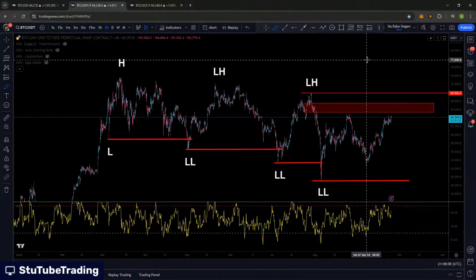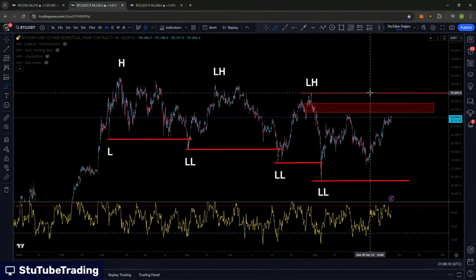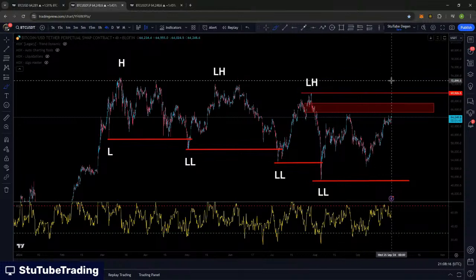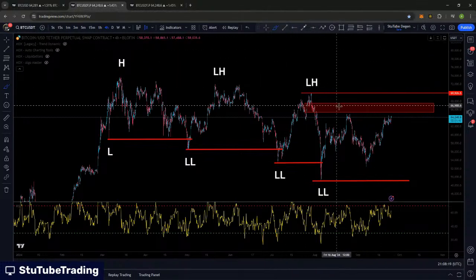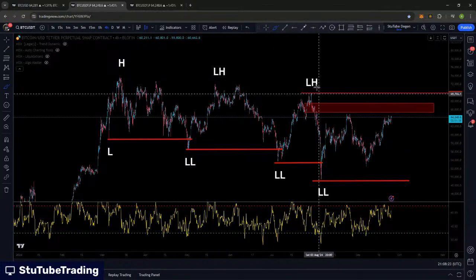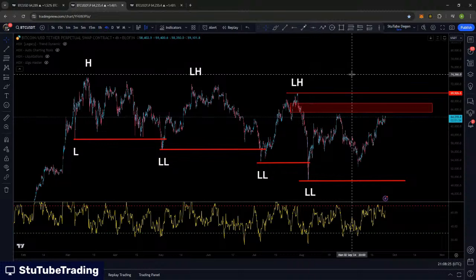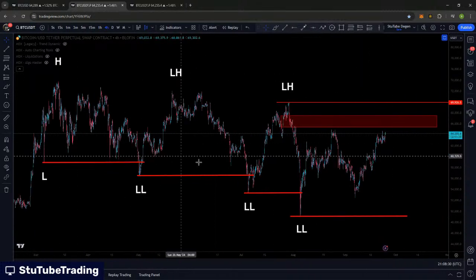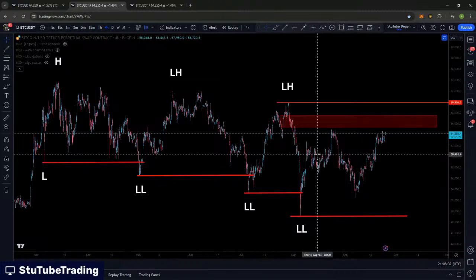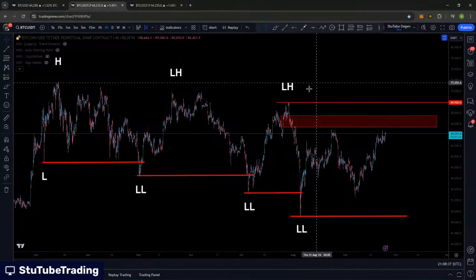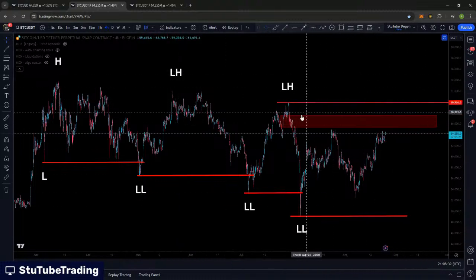Again, as far as the macro structure goes, in my opinion, we need to break 70K for me to go total moon boy, because that would be an actual structure change that I would be very interested in on the macro time frame. I have it all laid out here. This is not emotional bias or anything like that. This is all just very clearly laid out: lower lows and lower highs. Every time we set a lower low, that confirms our new lower high. And so far that hasn't changed, right?